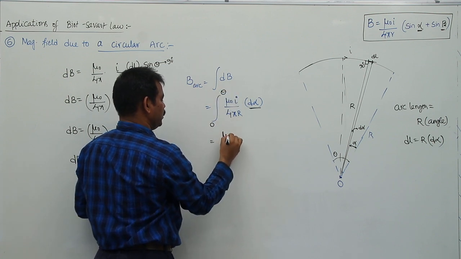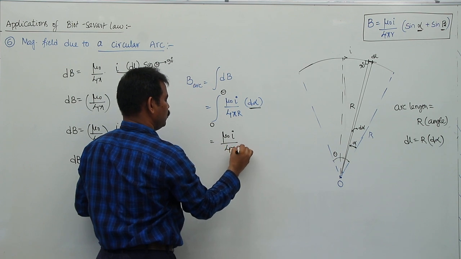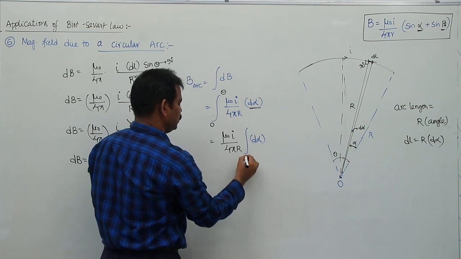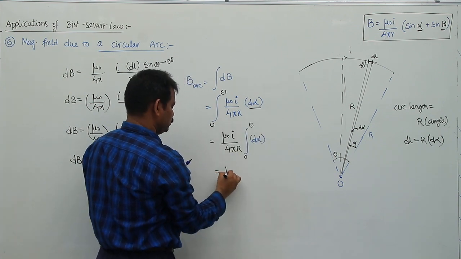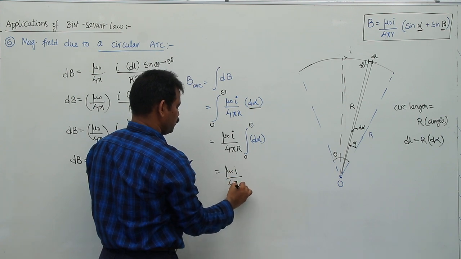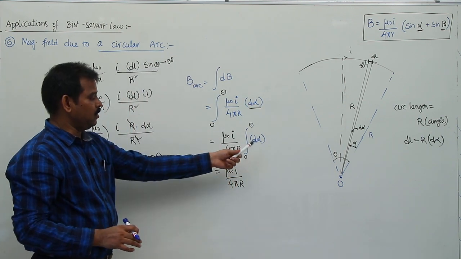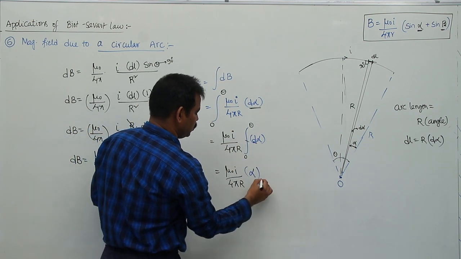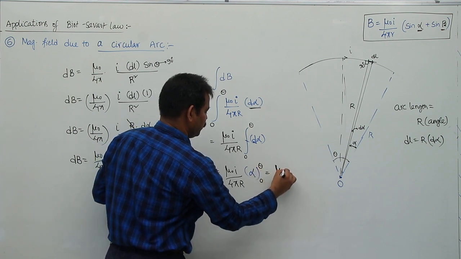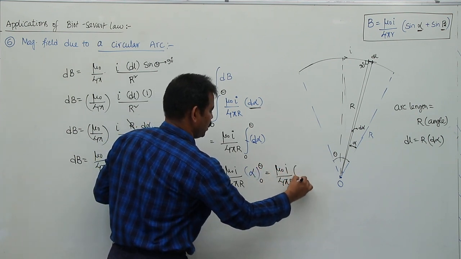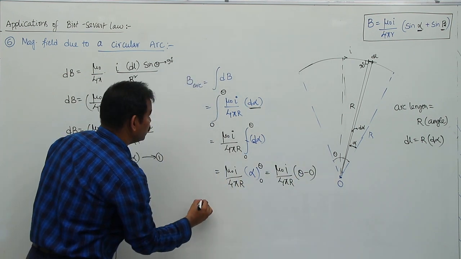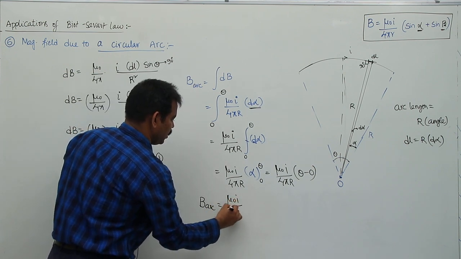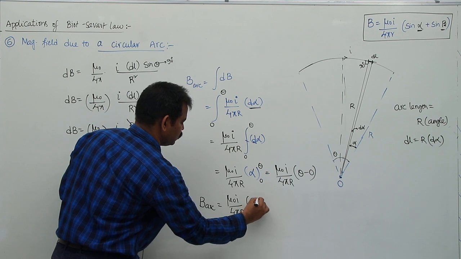So bring the constant outside: mu naught I by 4 pi r, integral of d alpha from the limits 0 to theta. So this will be mu naught I by 4 pi r, integral of d alpha, which is alpha, with the limits 0 to theta. So this will be mu naught I by 4 pi r, theta minus 0. So the magnetic field due to an arc at its center is mu naught I by 4 pi r into theta.